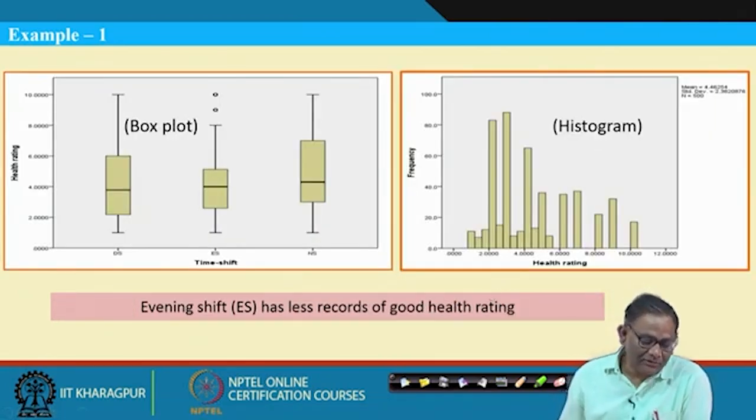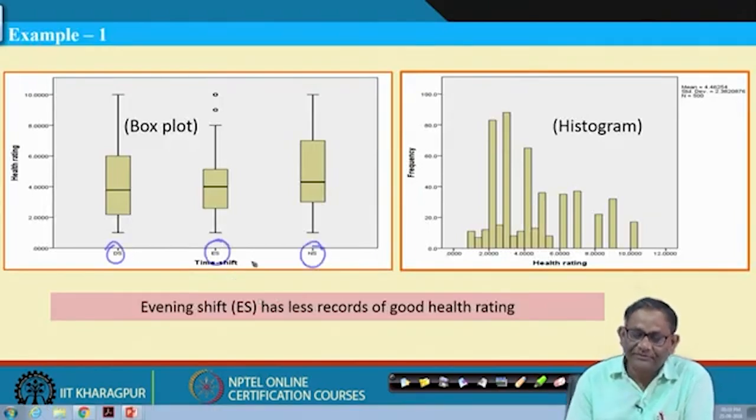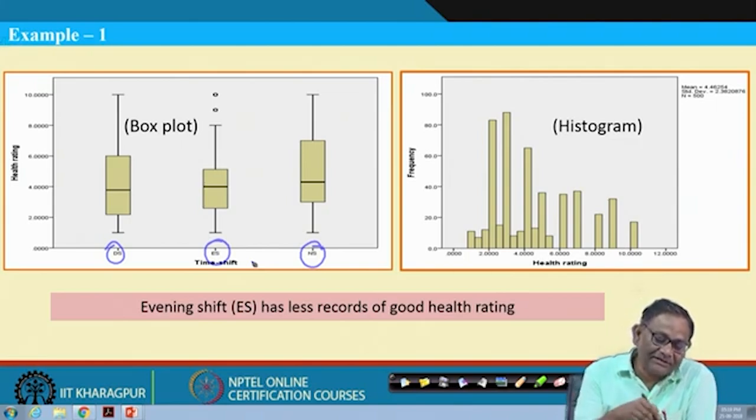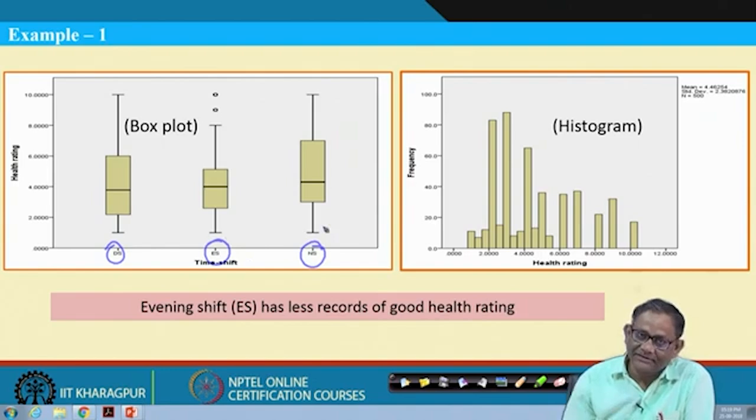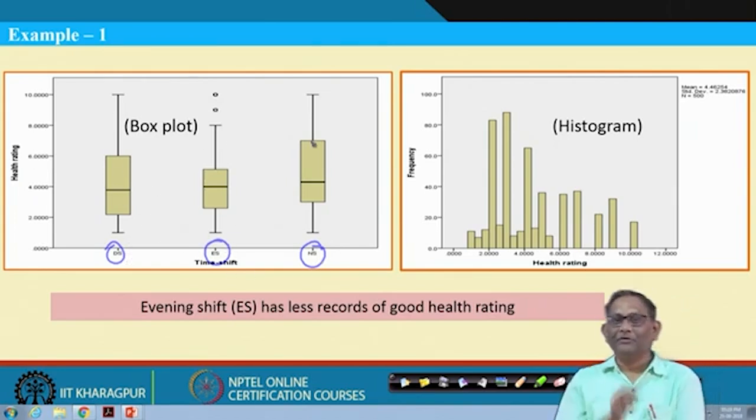So, if you have a health rating or some kind of continuous variable, and you want to see it with reference to a categorical variable, suppose you had day shift, evening shift and night shift. Then you know how many incidents have taken place in the day shift, evening shift and night shift also. Now, you know the victims and their health rating also. So, you want to see the variability and central tendency of the health rating for people who are injured or who are victims in the day shift, in the evening shift and the night shift. Then this kind of box plot will give you a beautiful comparison.